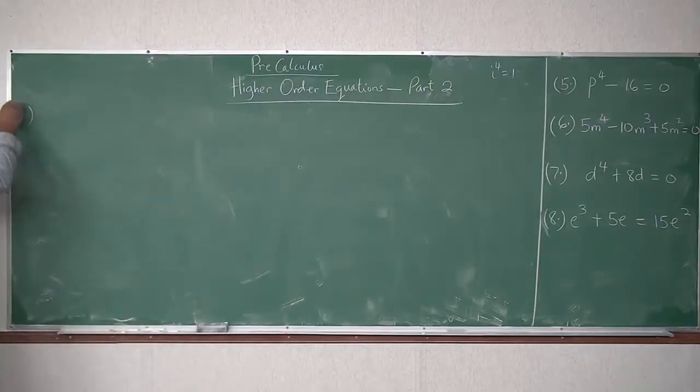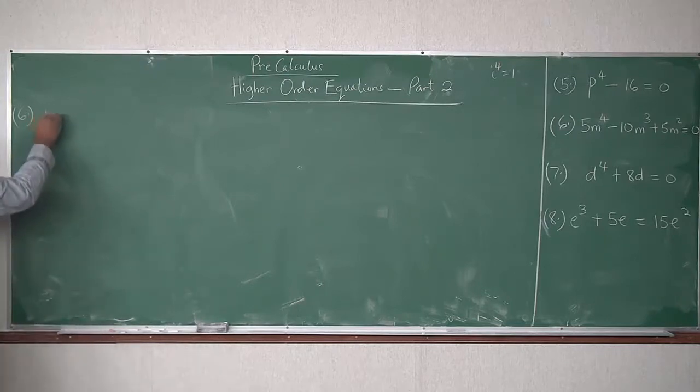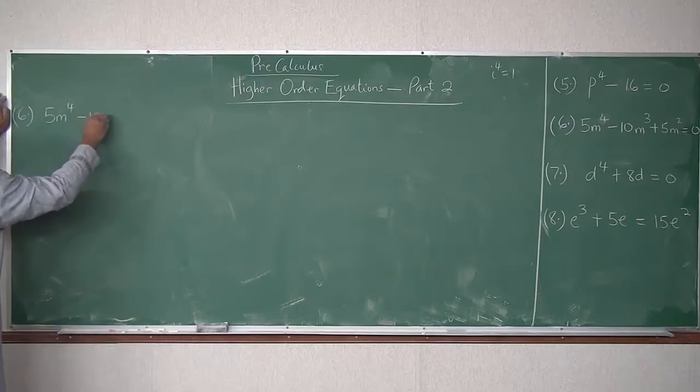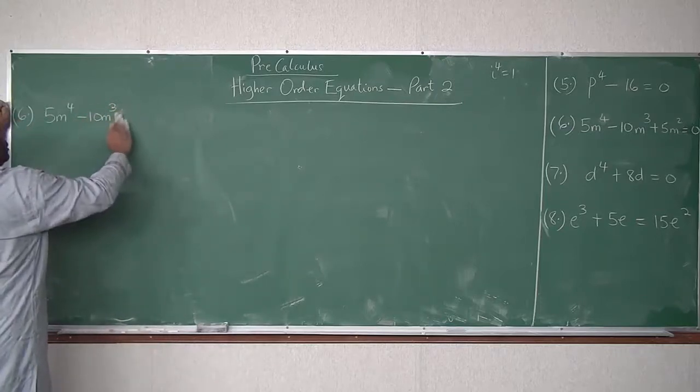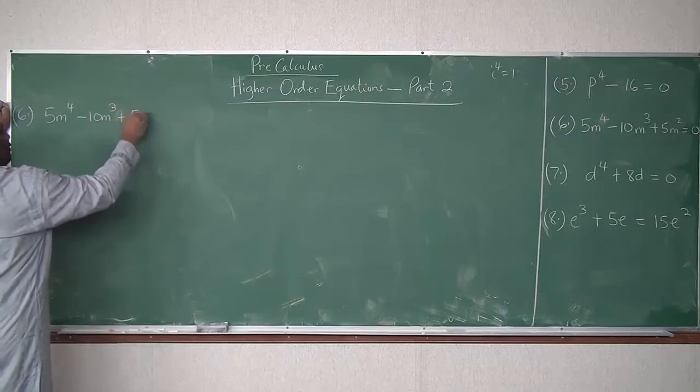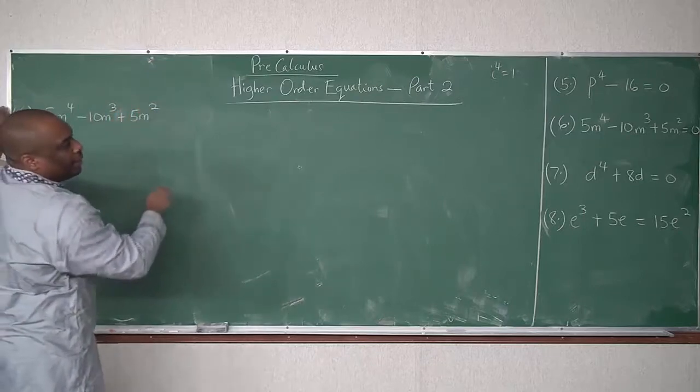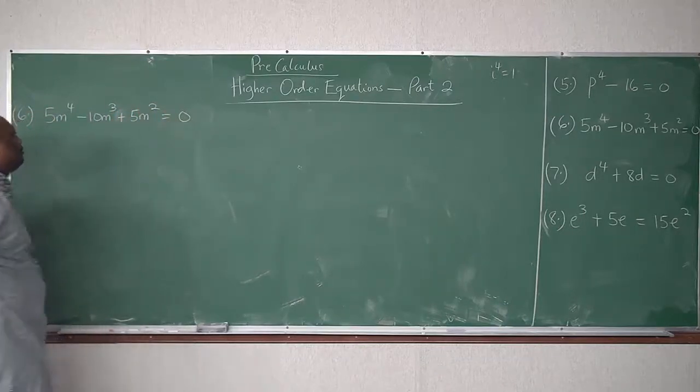Question 6. 5m⁴ minus 10m cubed plus 5m squared equal to 0.